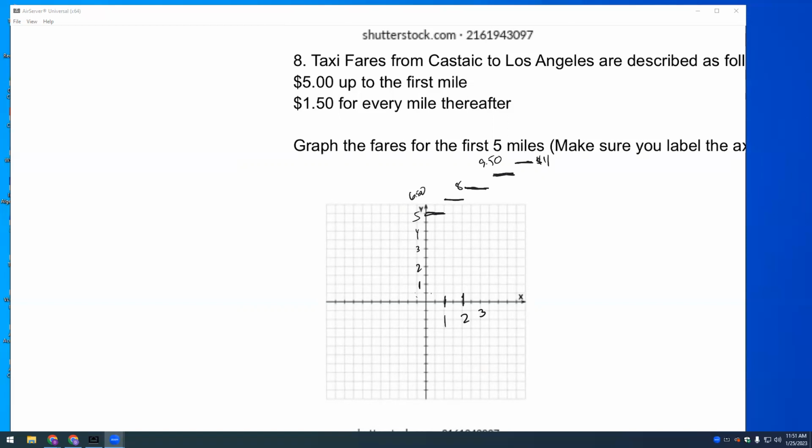Okay. If you guys start with 5 here, that's fine. Just do that and then label the numbers differently, like 9.50. You could do it that way too. As long as you show me the work, that's fine.